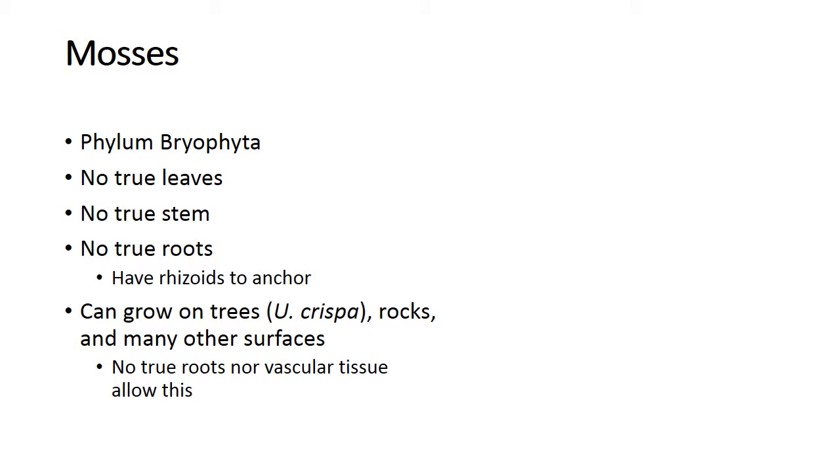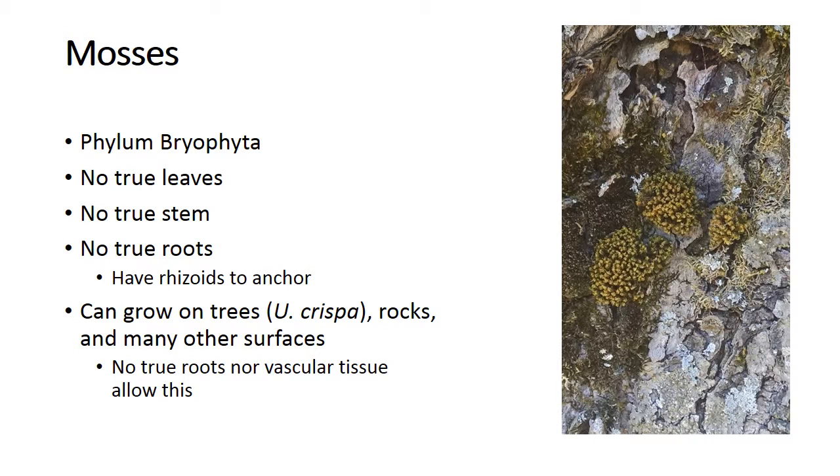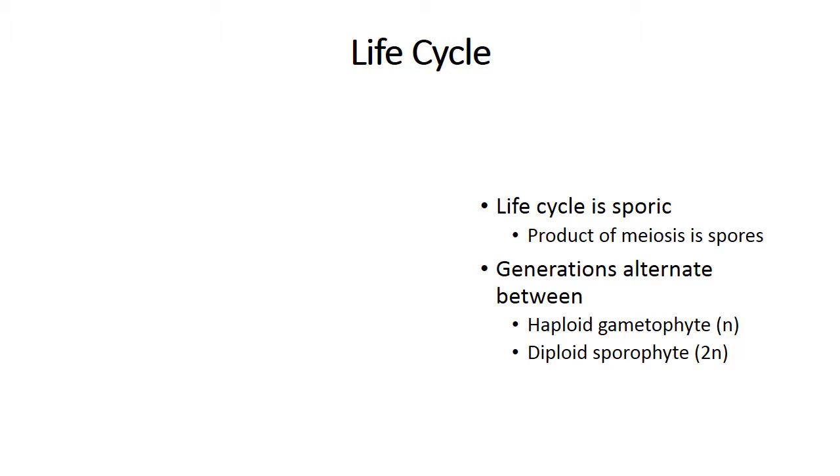Now, over here we have a picture of a moss growing on a tree. And if you can guess it, yep, it's Ulota crispa. Now, I mentioned earlier that the life cycle of Ulota crispa is sporic, and it alternates generations. So, what is a sporic life cycle? Basically, it means that the product of meiosis is spores. And alternating generations means it goes between a haploid gametophyte phase and the diploid sporophyte phase.